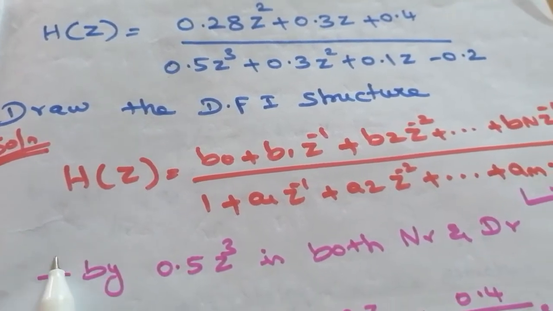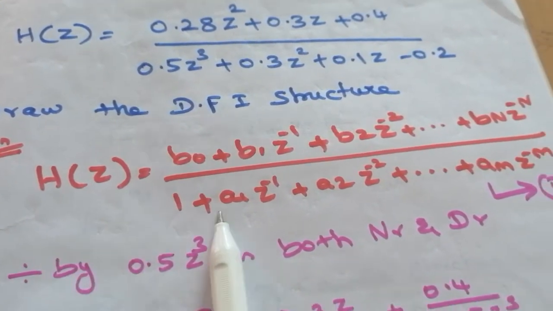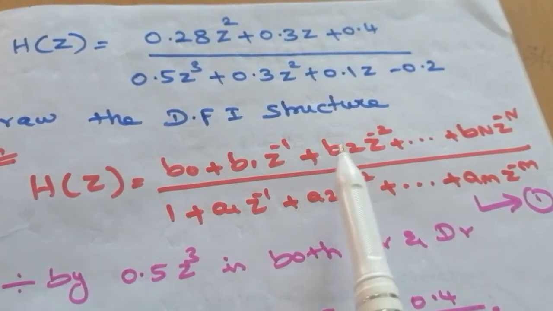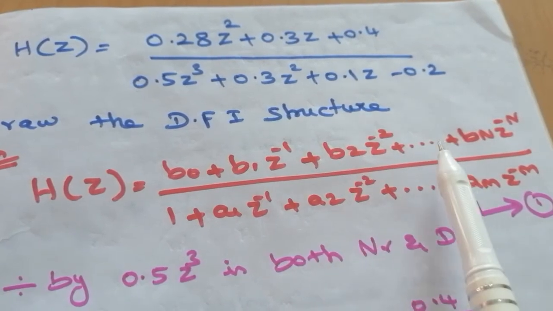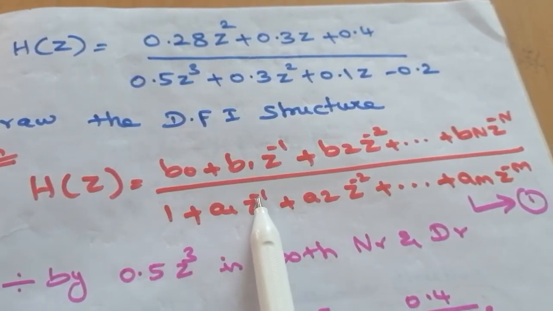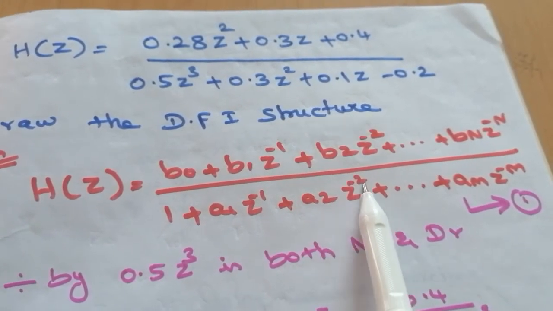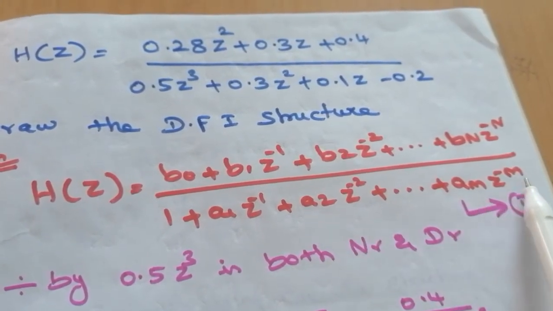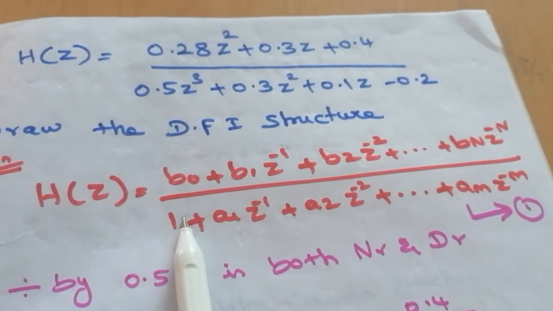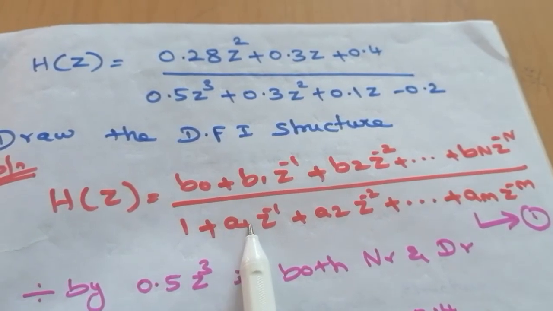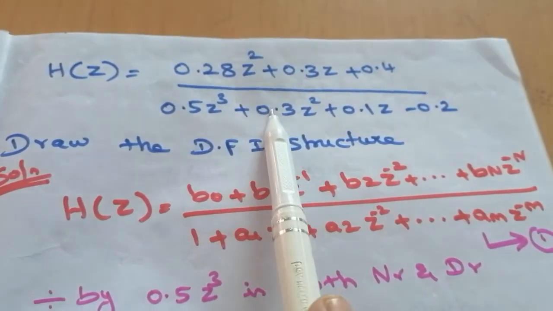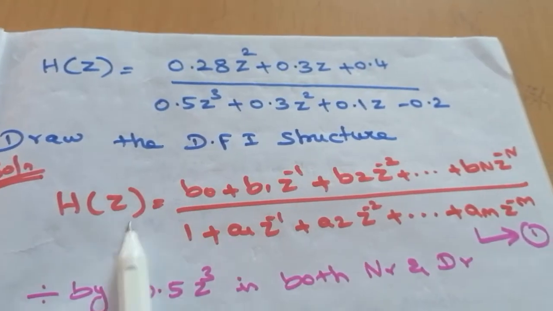So already we know that the transfer function of IIR filter is H of z equal to b0 plus b1 z power minus 1 plus b2 z power minus 2 up to bn z power minus n divided by 1 plus a1 z power minus 1 plus a2 z power minus 2 plus up to am z power minus m. So this is the general equation, that is the transfer function of IIR filter, right? So we have to convert the given equation into this general equation.